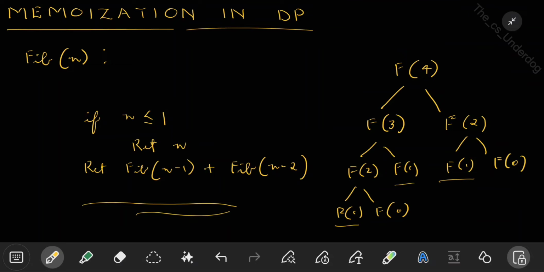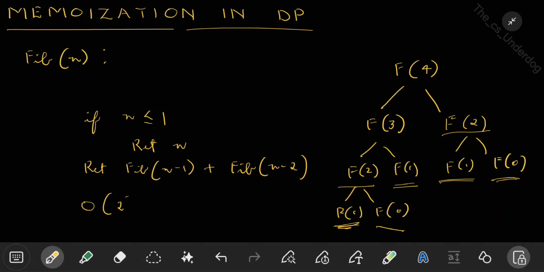See how many repetitive calls it is making. All these are calls to f of 1. Here it is calling f of 0. Here also it is calling f of 0. Here it is calling f of 2. Here also it is calling f of 2. So these repetitive calls, they'll grow exponentially as the number n increases. And what will happen? It will make your time complexity order of 2 power n.